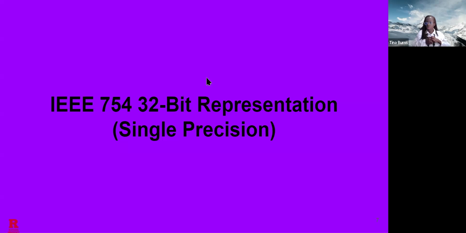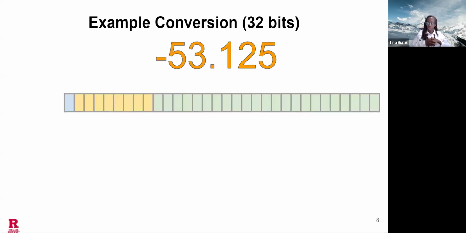So let's go a little bit into this 32-bit representation for single precision floating point numbers. Let's look at this example. Let's say we have this number that is minus 53.125. How do we represent that in binary?